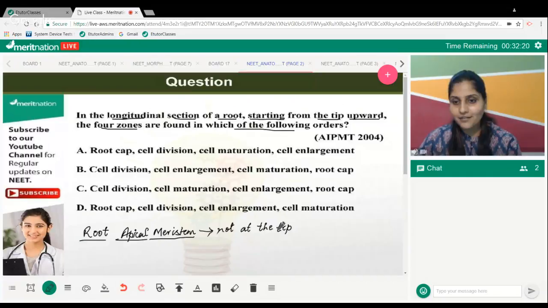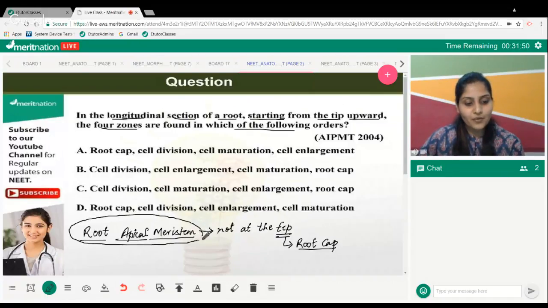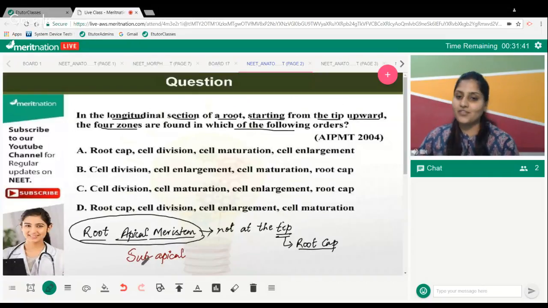Exactly, it is protected. Very fine. Protected by what? Meenakshi and Rebecca, that's the right answer. But what is the thing which is protecting it? It is because of the protection issue, but who is protecting it? What is that particular structure? Arsalan? Right answer. So at the tip, you have root cap over there. So root cap becomes apical, and root apical meristem, for that matter, becomes subapical in position.